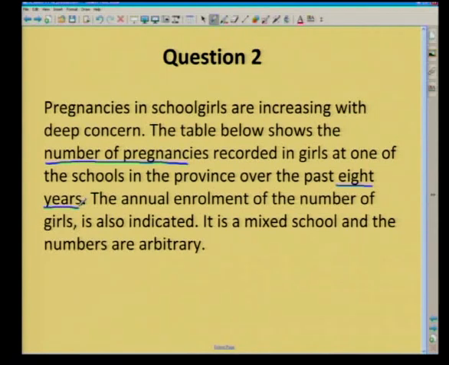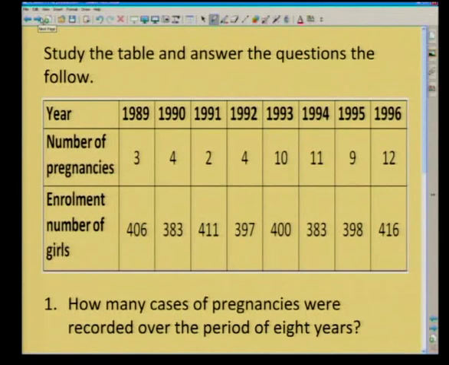It is a mixed school, and the numbers are arbitrary. All right, so they've given you all the information. Here's the table, and they'll say, in 1989, there were 3 pregnancies, and the number of girls was 406. Then the number of girls goes down a little bit, then increases again, then decreases, and it sort of stabilizes at around 400, dips down again, up again, and then increases. So it's not quite consistent.